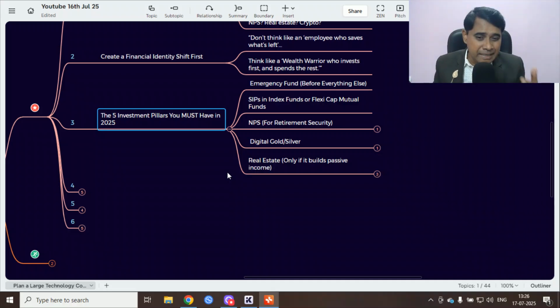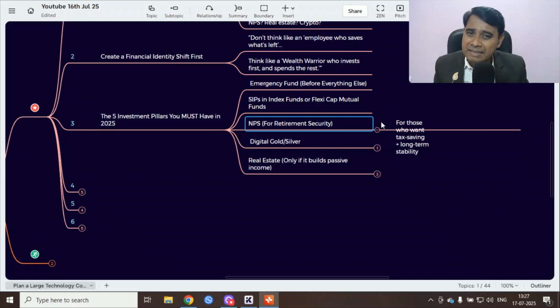And also SIPs in index funds or flexi cap mutual funds are one of the most important factors where you need to have clarity in your life. This investment is something where you need to start with a simple segment. And NPS, everyone knows that retirement security is one of the most important factors, where you as a person need to analyze these things at a deeper level to be secure at the time of retirement after 60 years: where your portfolio should be, where your financial position should be, how you lead life at 60 years is one of the main important factors, right?